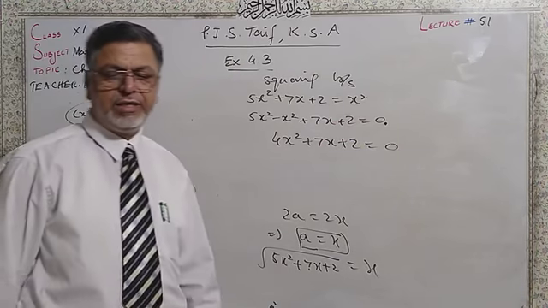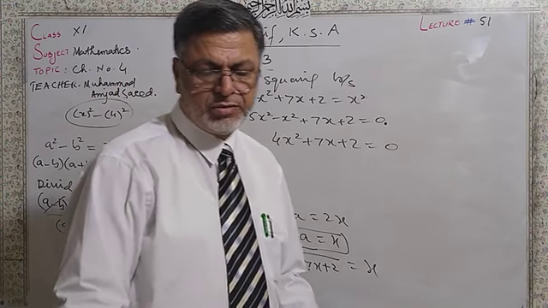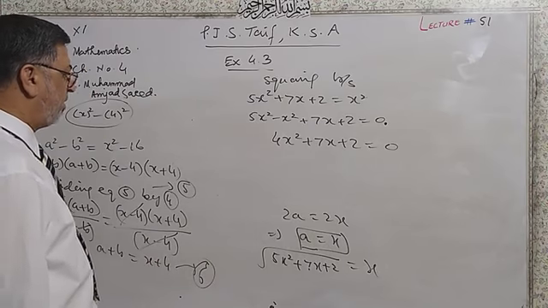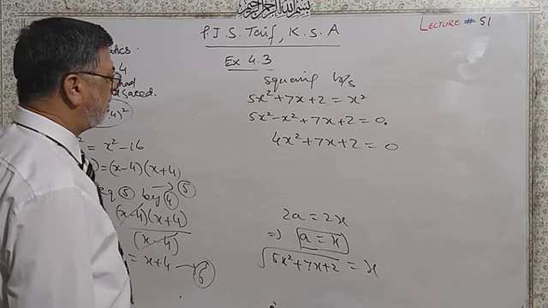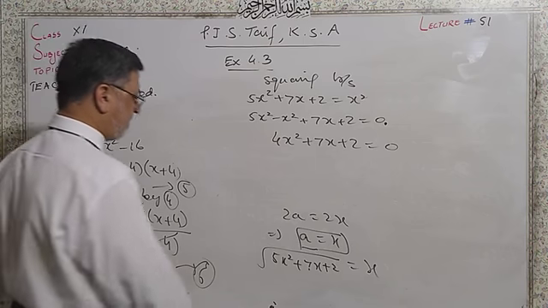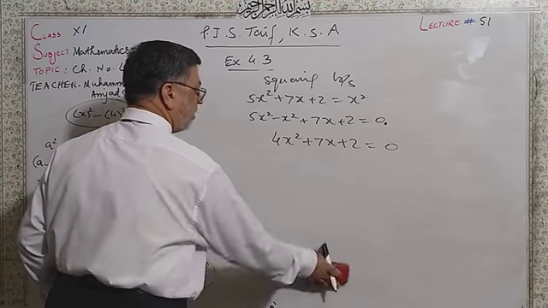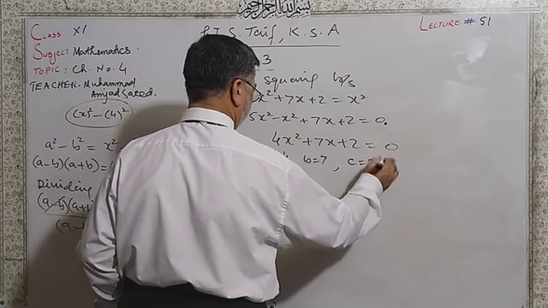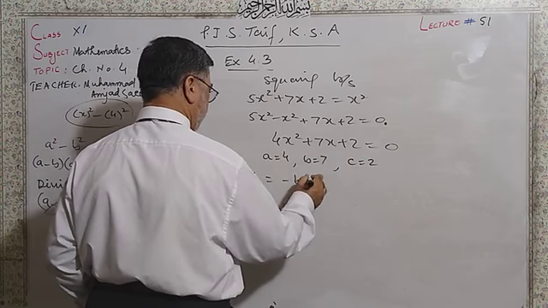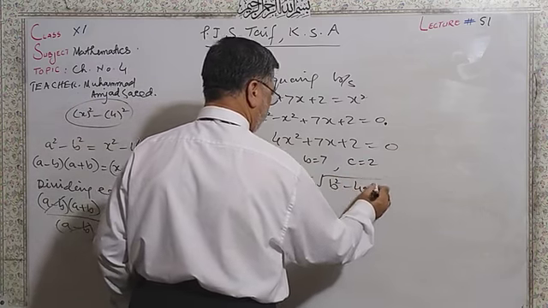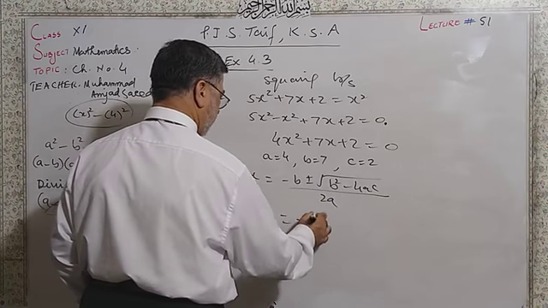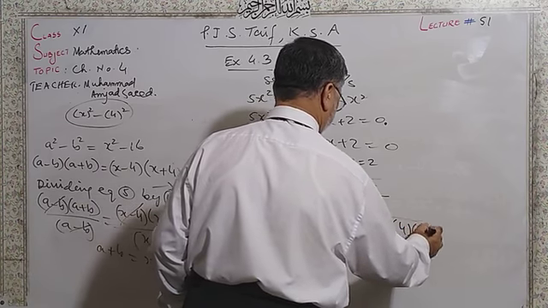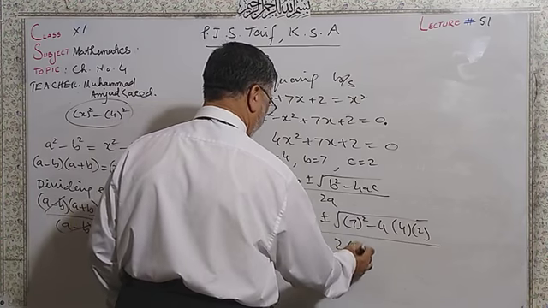Dear students, here we will apply the quadratic formula because factorization is not possible. Here a is equal to 4, b is equal to 7, c is equal to 2. Using x is equal to minus b plus minus the square root of b square minus 4ac over 2a, x is equal to minus 7 plus minus the square root of 7 square minus 4 into 4 into 2, whole divided by 2 into 4.